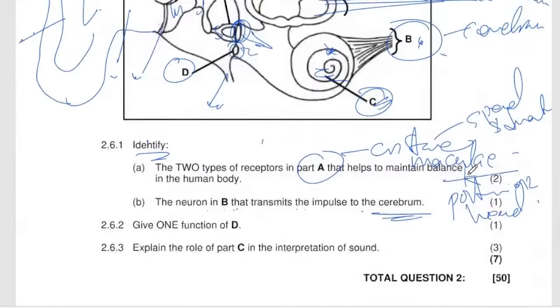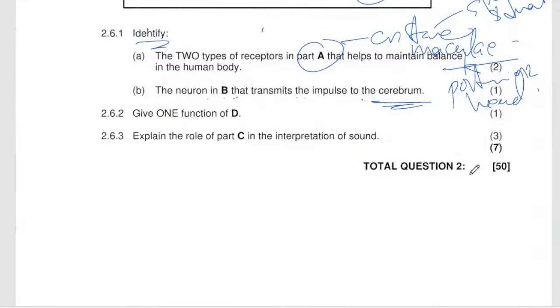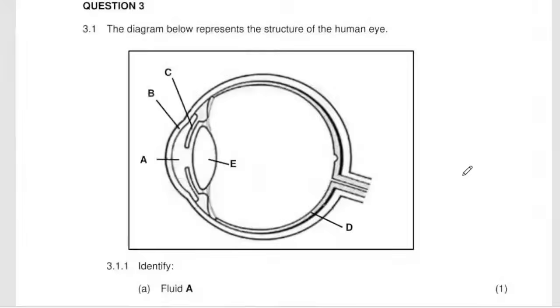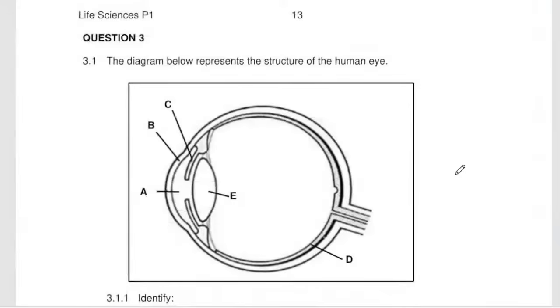Give one function of D. We have seen that. Explain the role. We are done with that. Then question 3, we see we have to label everything. I told you that once you have a diagram, make sure that you label.